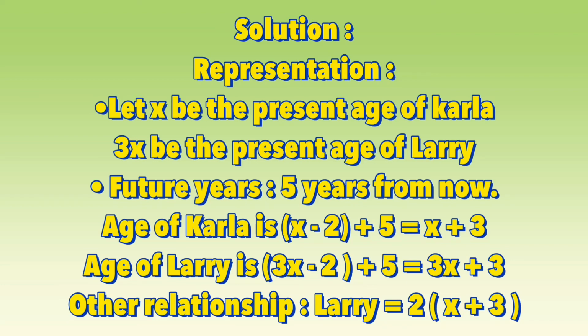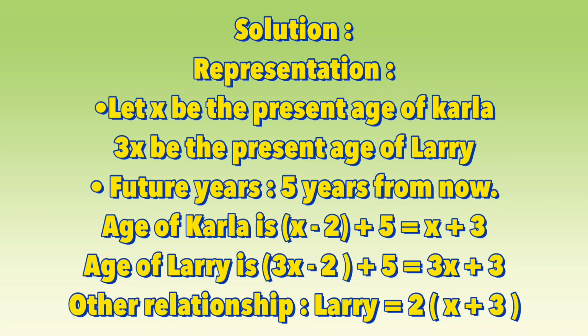There is also another thing to consider, which is the future years. When we see 5 years from now, it belongs to future years, so this will be added to the present age of Carla. That's why the age of Carla is x minus 2 plus 5, and we're going to simplify it, becomes x plus 3. Then the age of Larry is 3x minus 2 plus 5. So we're going to simplify. It becomes 3x plus 3.